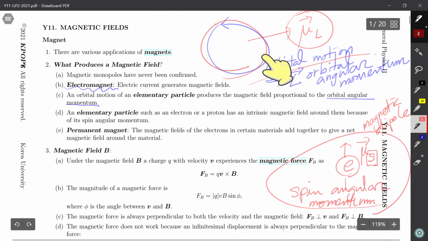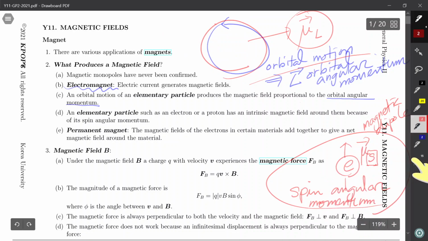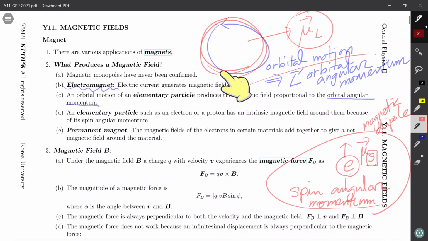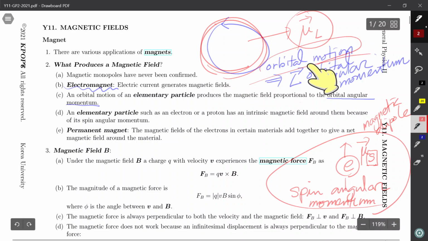Elementary particles such as electron, proton, neutron have their own intrinsic magnetic dipole, even without orbital motion. That means they have their own intrinsic angular momentum that is not related to the motion. Thus we call the angular momentum that is different from orbital motion the spin angular momentum.